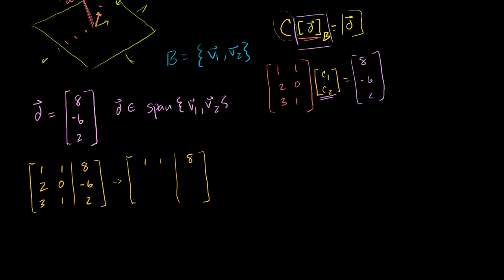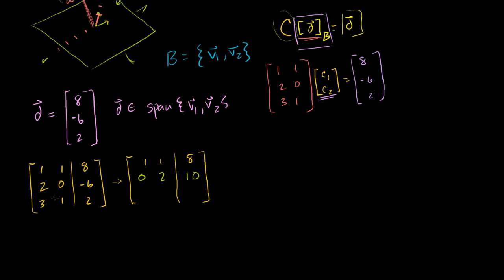And let's replace my second row with the second row minus 2 times the first row. So I'm going to get 2 minus 2 times 1 is... Actually, let me do it the other way. Let me replace my second row with 2 times my first row minus my second row. So 2 times 1 minus 2 is 0. 2 times 1 minus 0 is 2. 2 times 8 is 16. Minus 6 is 10.